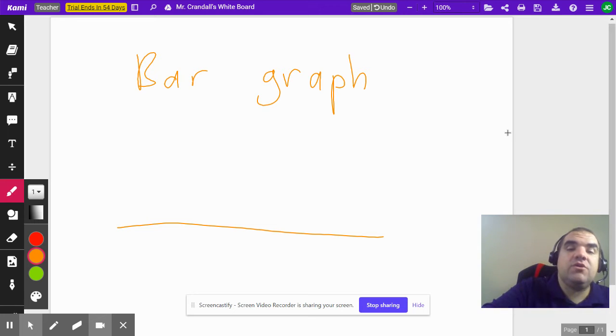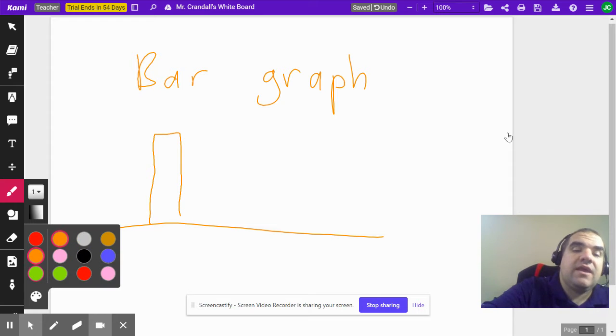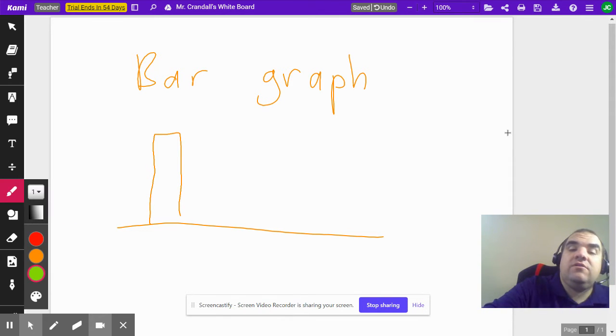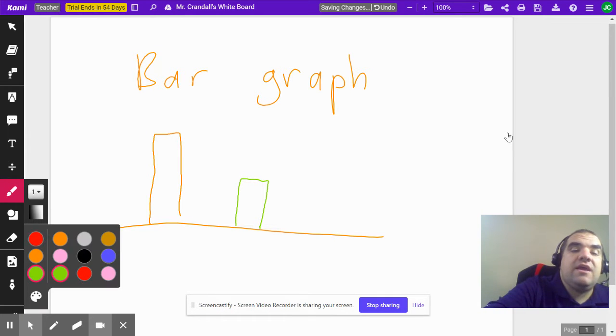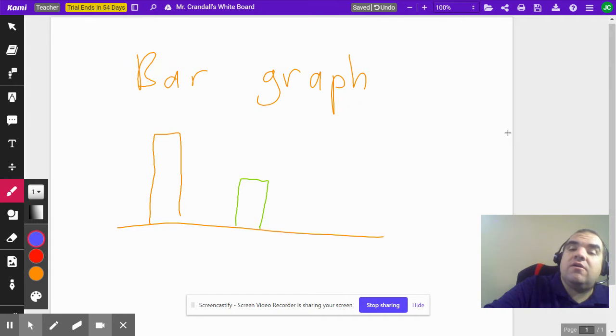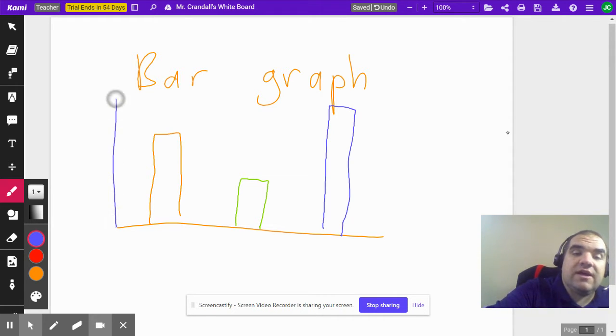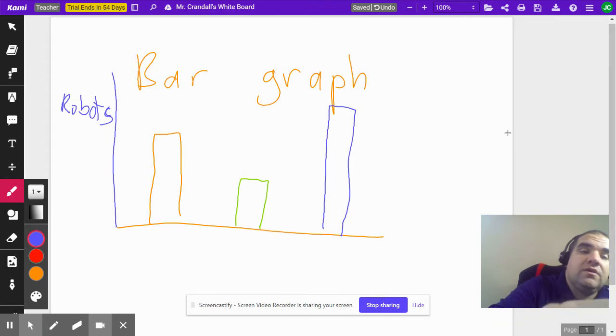So let's say that in Rosamond there are 500 robots. And in Lancaster, which is a nearby city, there are 250 robots. And in Palmdale, there are 700 robots. Now, even though we don't know the numbers, in general, we can tell if we have a line going up this way, which says robots, which one has the most robots.